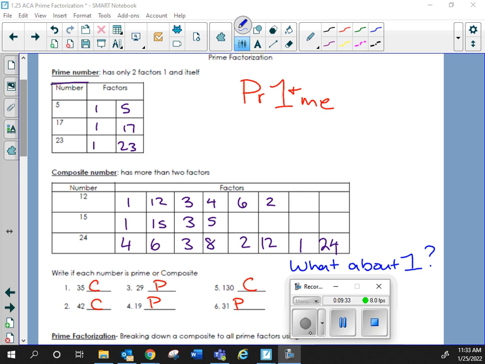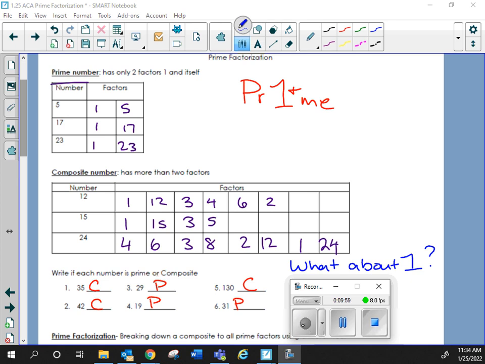Okay, so let's go back to the definition of both of them. Prime says it has how many factors? Prime says it has 2 factors. Let's list off the factors of 1. What times what gets you 1? It's just 1. 1 times 1 gets you 1. 1 times anything else does not get you 1. So the only factor of 1 is 1.